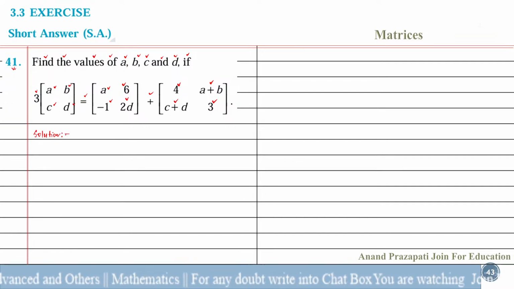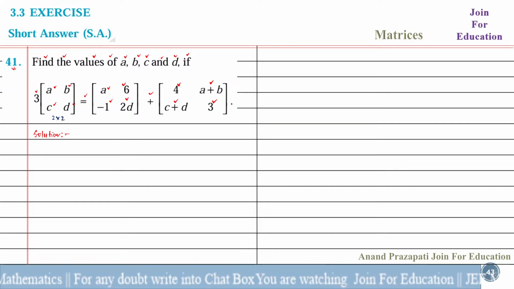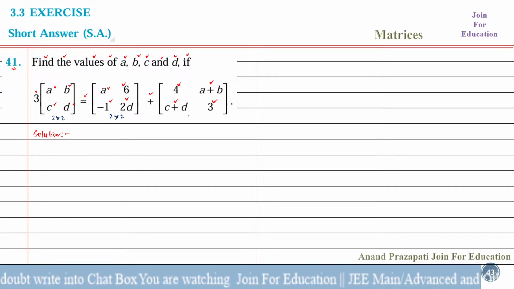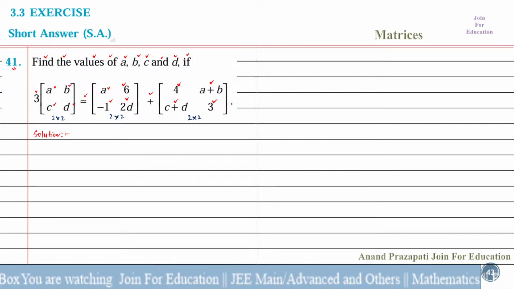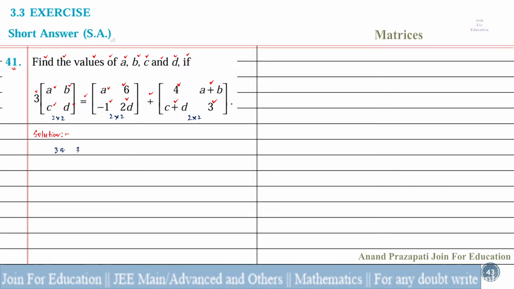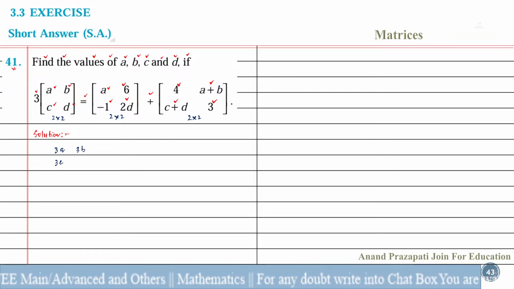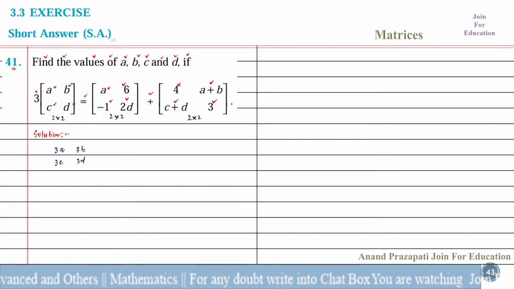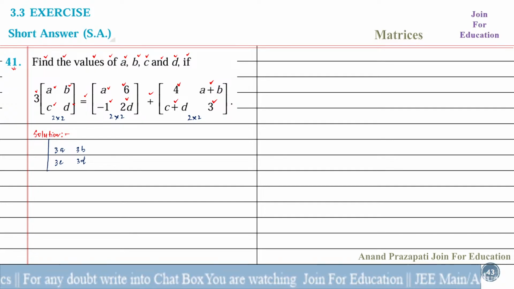So order of this one is 2 by 2. Order of this one is also 2 by 2. Order of this one is also 2 by 2. Therefore, here will be 3a, 3b, 3c and 3d. Observe there is no problem to understand up to this step.